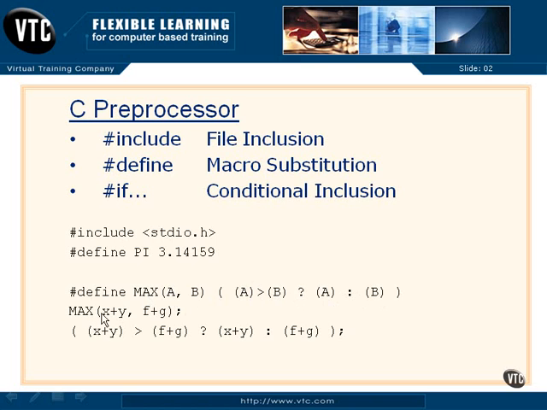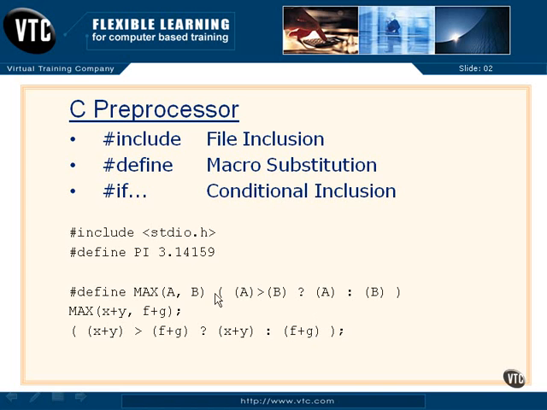If we actually used MAX down inside our program someplace, it would look like this. Say MAX of x plus y and f plus g, just for conversation's sake. What would be substituted is x plus y where A was, so it comes in here, and f plus g gets substituted into this set of parens. So this arithmetic operation will be performed, and we'll do a comparison. If it's true, x plus y will be returned as the max value, and if it's false, then we know this is the larger one, and f plus g will be returned.